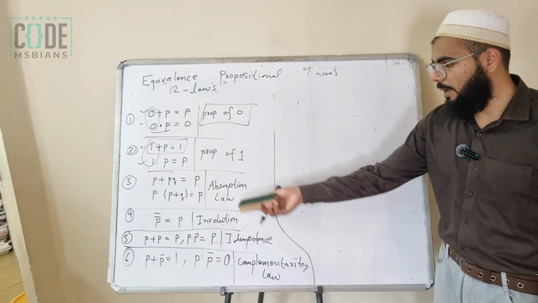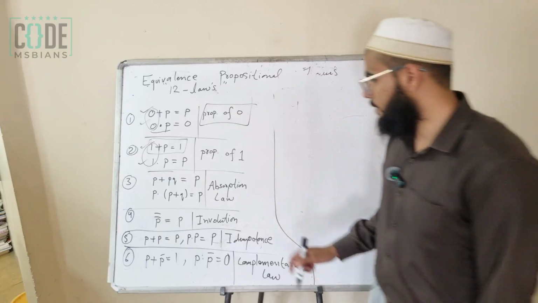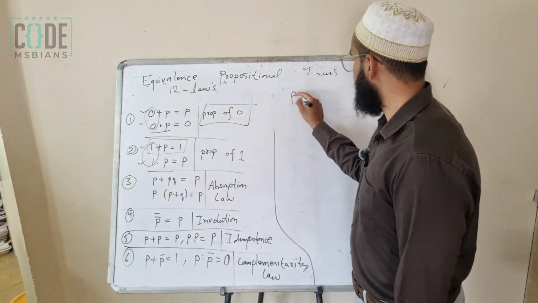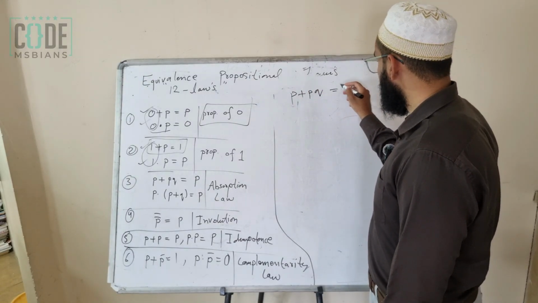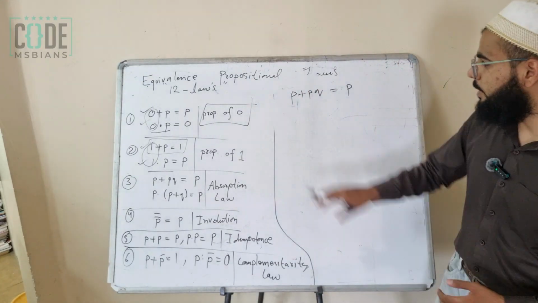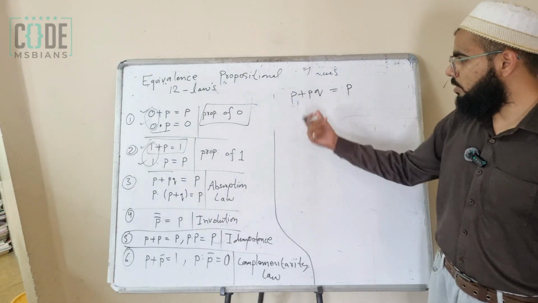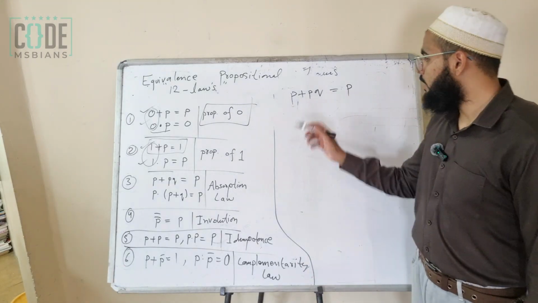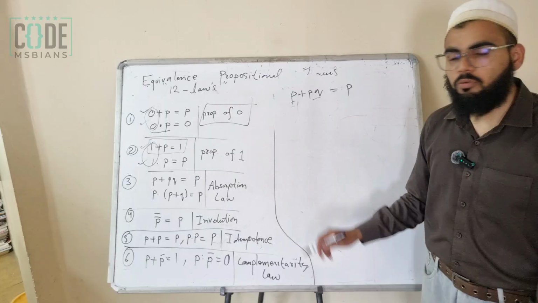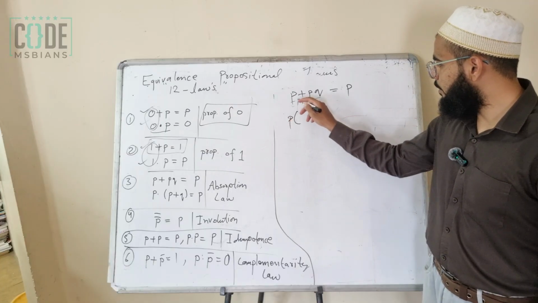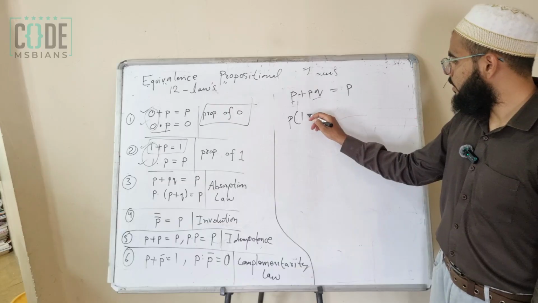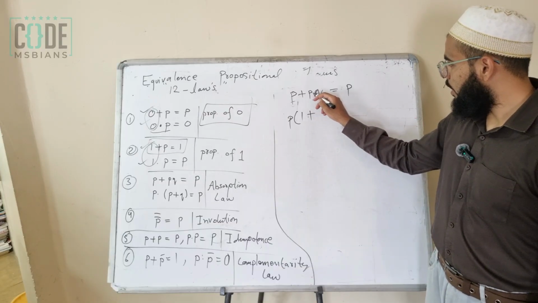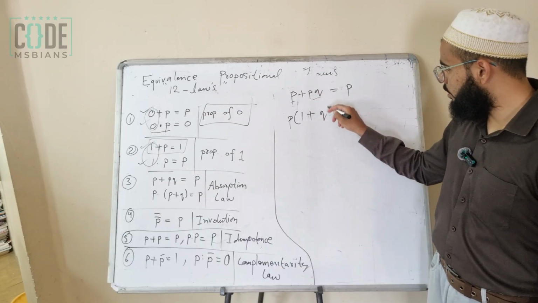Now next, absorption law. Let's discuss it. P plus PQ is equal to P. Many students get a bit of confusion here about how this is possible. There's a very simple thing. The P is here, we can take it out common. So if I take P out common, in place of P I can write 1, and then this OR, and then I will remove this P and put Q here.